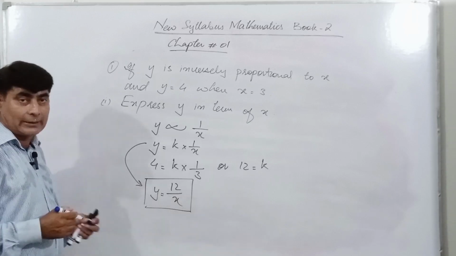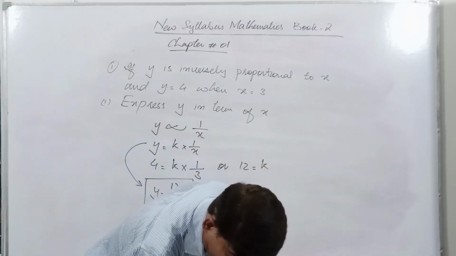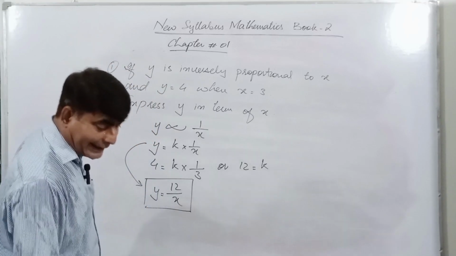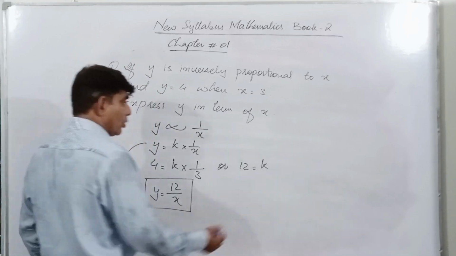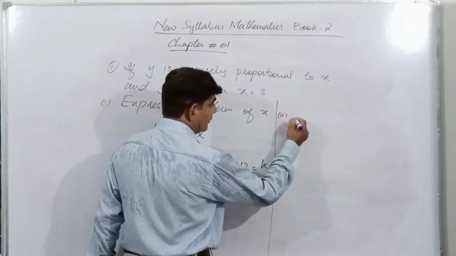Now what is the second part? After it, the second part is: find the value of y when x equal to 6. Okay, now listen. This is the second part.